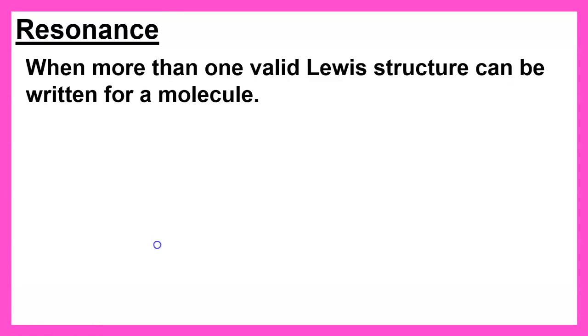Resonance is what happens when there are multiple ways to draw your Lewis structures that are all valid, meaning all the atoms are connected to the right atoms, the bonds are between the right atoms, lone pairs are in the right places, you've used the right number of valence electrons, etc. But there are slightly different arrangements of those bonds and those lone pairs.